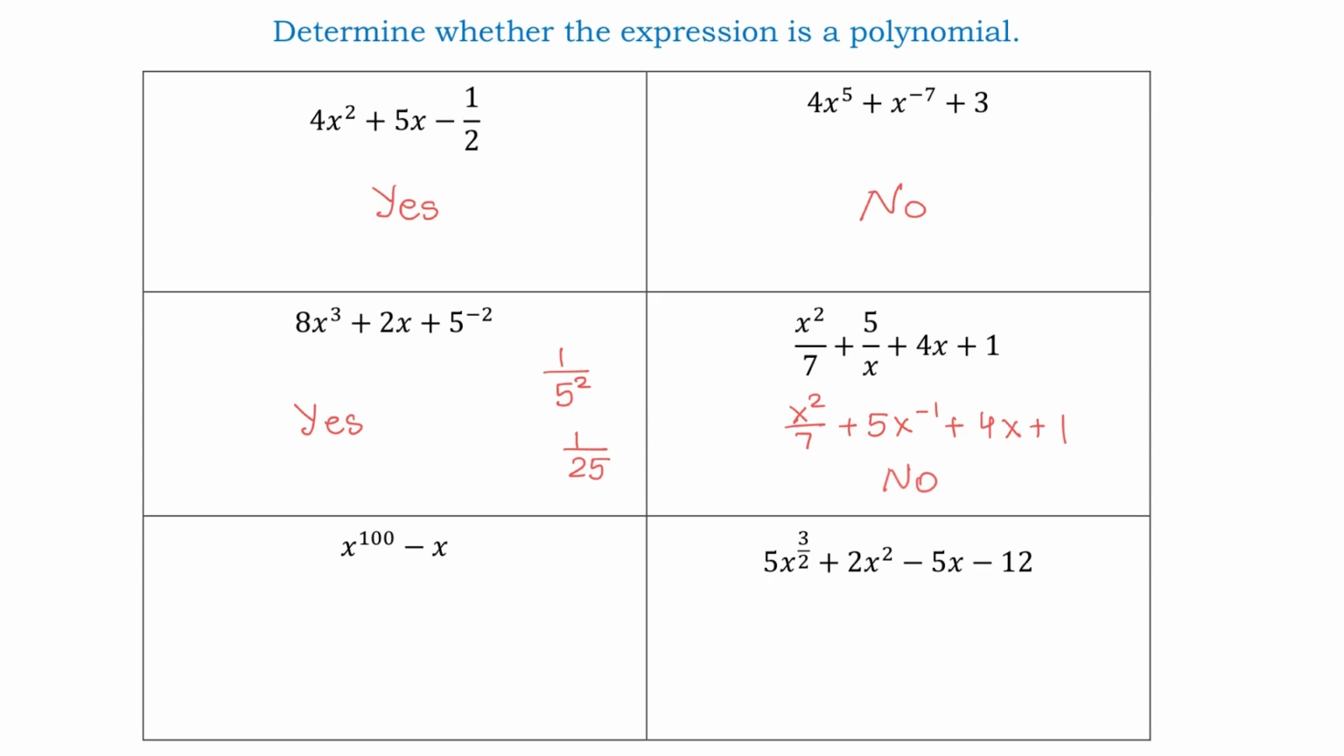The next expression is x to the power of 100 minus x. So this x has exponent 100 and this x has the exponent 1. Both exponents are whole numbers, therefore this expression is a polynomial. And the last expression is 5x to the power of 3 over 2 plus 2x squared minus 5x minus 12. In the first term, the exponent is a fraction, therefore this expression is not a polynomial.